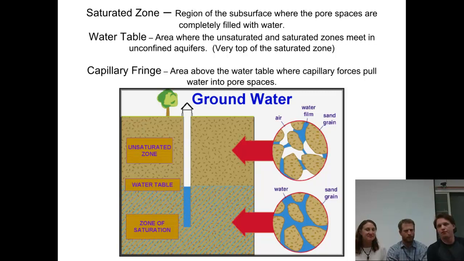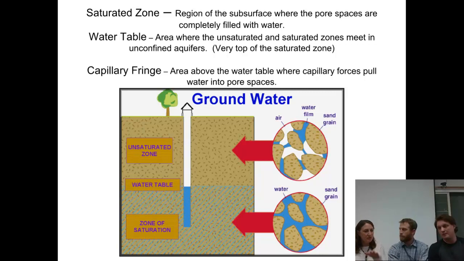And so what's going on with the pore spaces there? Well, the pore spaces at the water table begin to be filled with water. And everywhere below the water table, we call the saturated zone. If we think of a sponge that's saturated, it's full of water. So all the pore spaces in the saturated zone are full of water, and the water table marks the height of the zone of saturation.